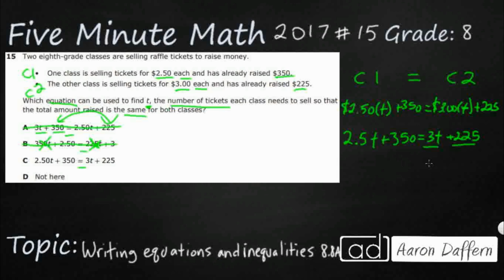So 250t, okay, plus 350, yes, that looks good. 3t plus 225, okay. So even though I had the 2.5t, that 250t is fine. The C is going to be correct because it matches what we have right here, even the left and the right, which if they had swapped the two sides of the equal sign, it really wouldn't have made any difference. Either way here, our answer is going to be C.